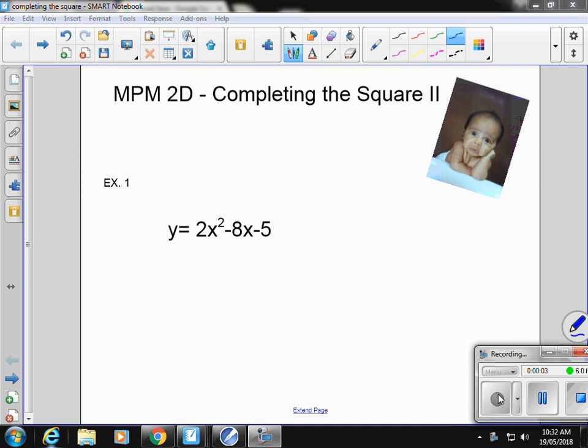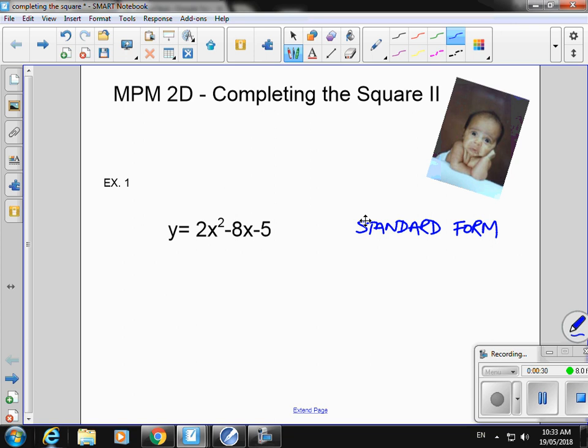Grade 10s, we worked on completing the square yesterday and it was tough. So I'm going to do 2 more examples for you today, and I've chosen some pretty difficult ones. The first one is y equals 2x squared subtract 8x subtract 5, and we would recognize that that is now in standard form. Standard form is the form of a quadratic that has no brackets anywhere in sight. So it can be fairly useless, but it does tell us 2 things.